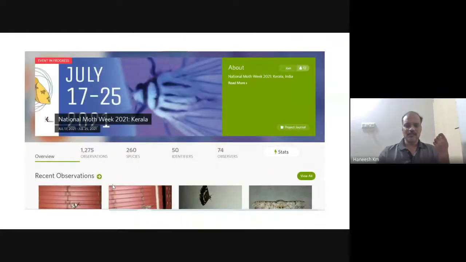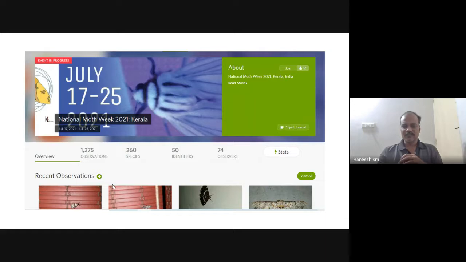And this is a small project, actually a sub part of National Moth Week India. The Kerala group made another project, which is a subset of National Moth Week India. From Kerala alone, around 1,275 records came.